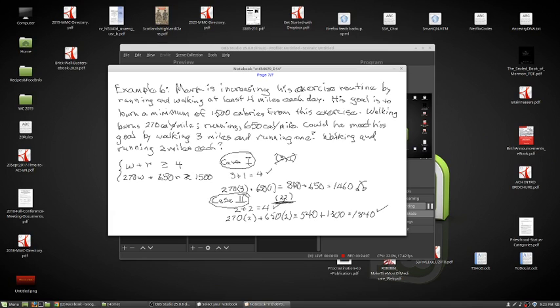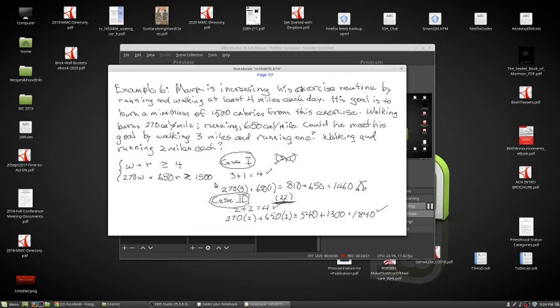Our system of inequalities then, if we let W be the number of miles that he walks and R be the number of miles that he runs, the sum of those has to be greater than or equal to 4, because he said a minimum, or at least 4 miles a day. He may have to do more. And then 270 times his walking miles plus 650 times his running miles, that total has to be greater than or equal to 1,500.